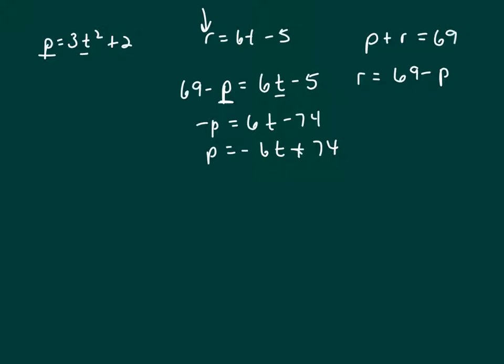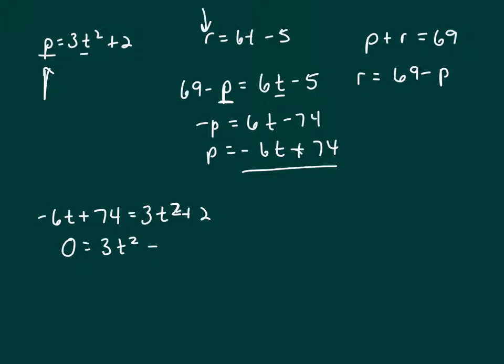And now let's take this expression for p and substitute it in here. So that's negative 6t plus 74 equals 3t squared plus 2. This is a quadratic equation, so you're going to get 0 on one side. That's 0 equals 3t squared plus 6t minus 72. And let's divide every term on both sides by 3. That's going to make it easier to factor. That's 0 equals t squared plus 2t minus 24.